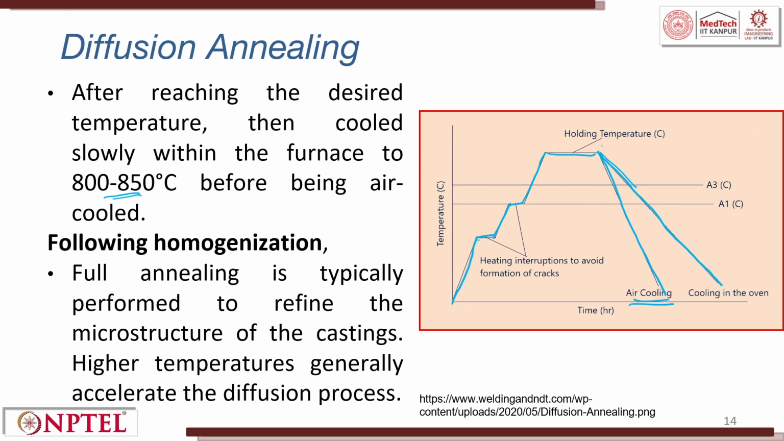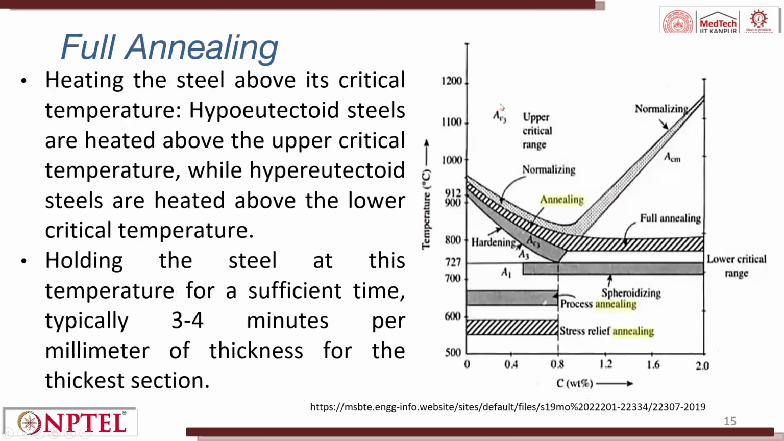So, what we do is heat it, soak it, heat it, soak it, heat it, soak it. They do it step by step such that you get it. Full annealing: heating the steel above its critical temperature. Hypoeutectoid steels are heated above the upper critical temperature, while the hypereutectoid steels are heated above the lower critical temperature. So, this is the lower critical range, and then this is the higher critical range. You see full annealing happening here.